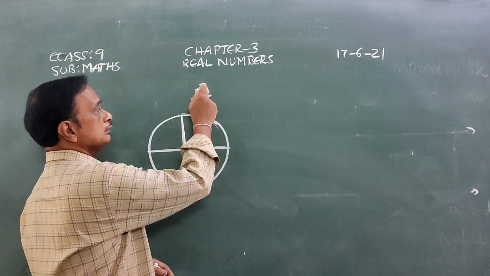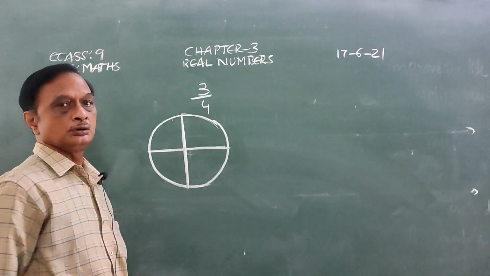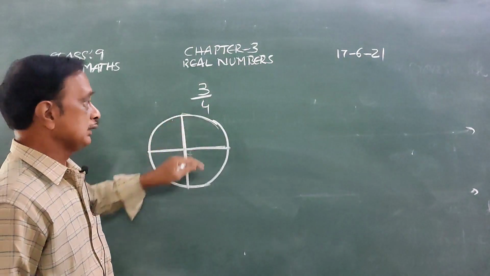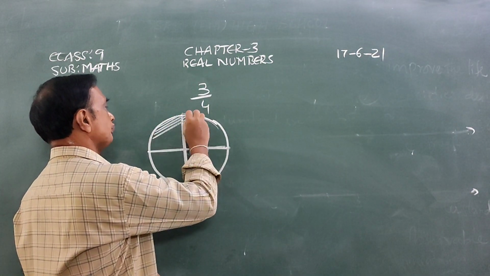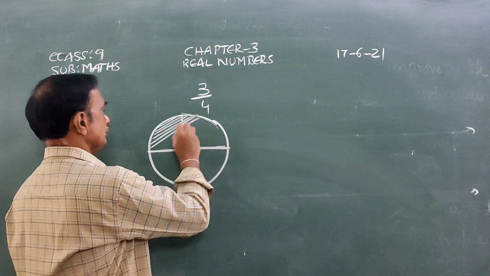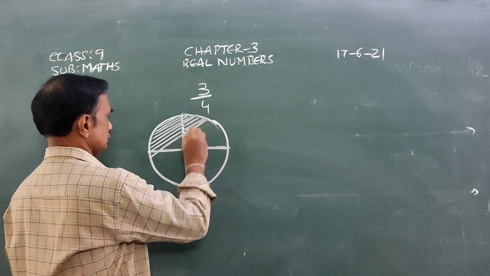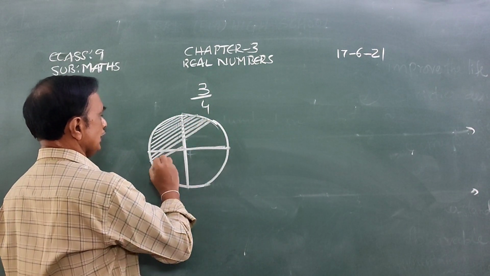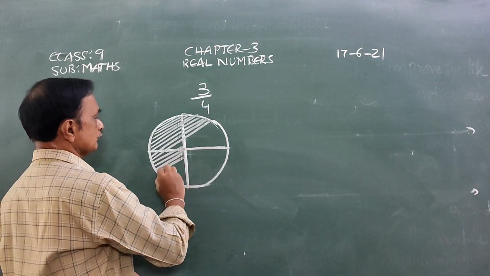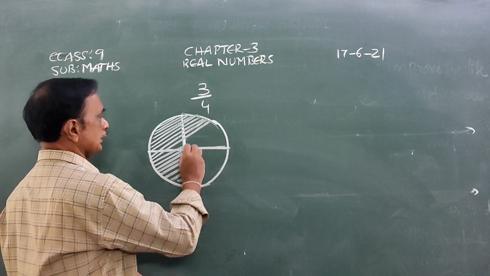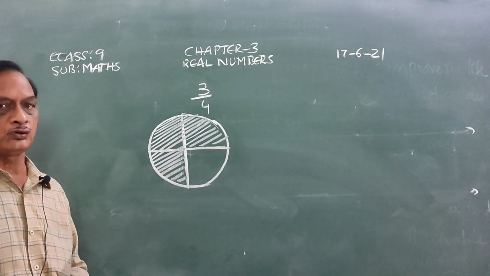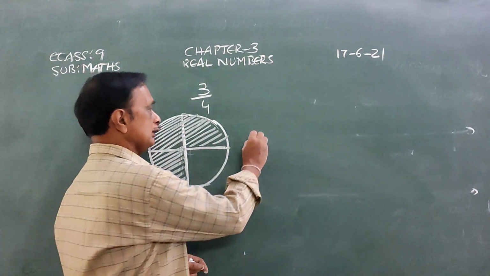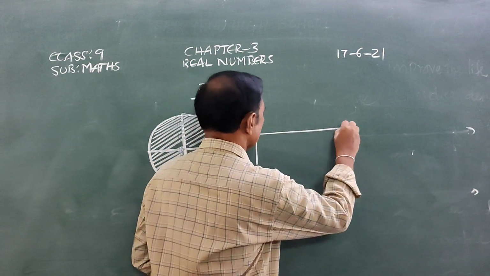So 3 parts out of 4 equal parts. We have to take 3 parts out of 4 equal parts. Suppose you want to take 3 by 4 part of this circular cake, let it be a cake, you have to take 3 equal parts out of 4 equal parts. Here this shaded region represents 3 by 4, and you can represent the same by using a rectangle also.